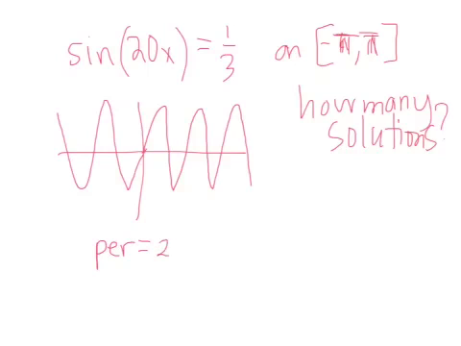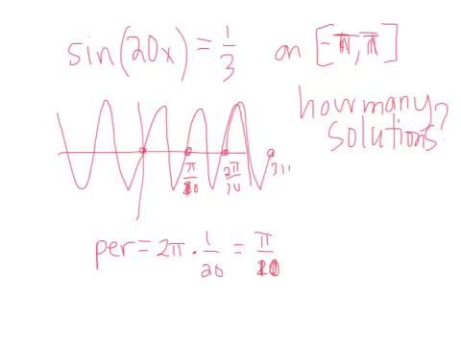The period is no longer 2 pi. This function has been horizontally shrunk by a factor of 1/20th, which means the period is now pi 20ths. Nope, how about pi tenths? Pi tenths, that sounds better. So if we start at 0, we get back to 0 a second time here in that tiny fraction of time, pi tenths. This would be 2 pi tenths. This would be 3 pi tenths, and on and on and on.